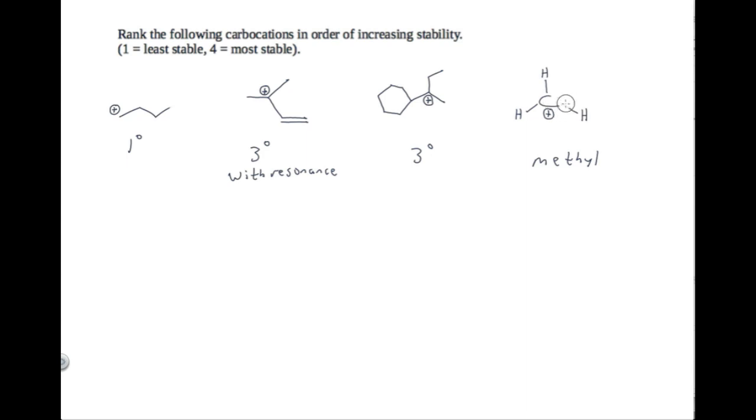So now to rank these in order of stability, we know that tertiary should be the most stable. Tertiary is the most stable because we know that each of these electron-donating carbon chains helps to stabilize the electron-poor positive charge. Then after tertiary, there should be primary. And then less stable would be the methyl group.